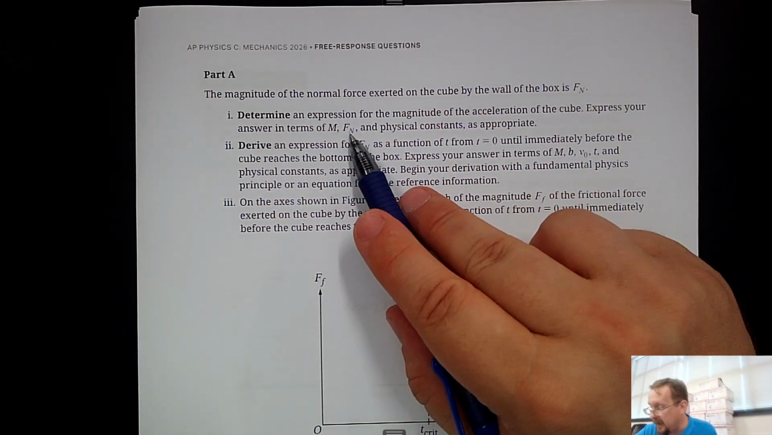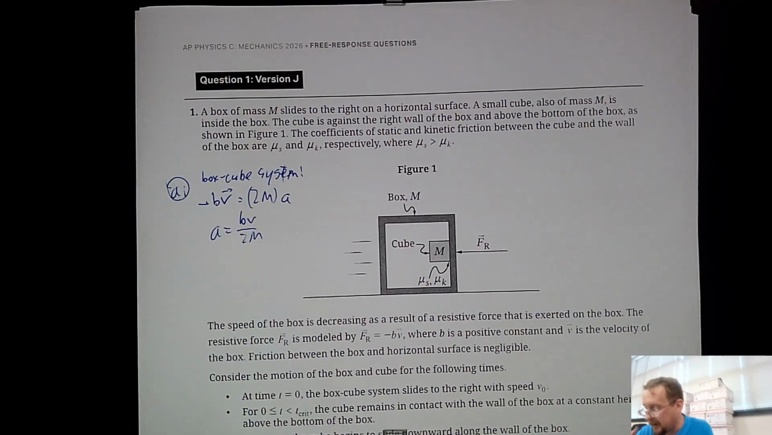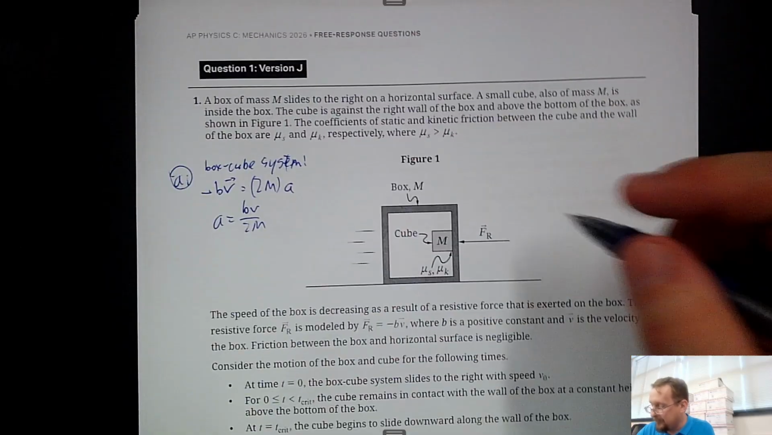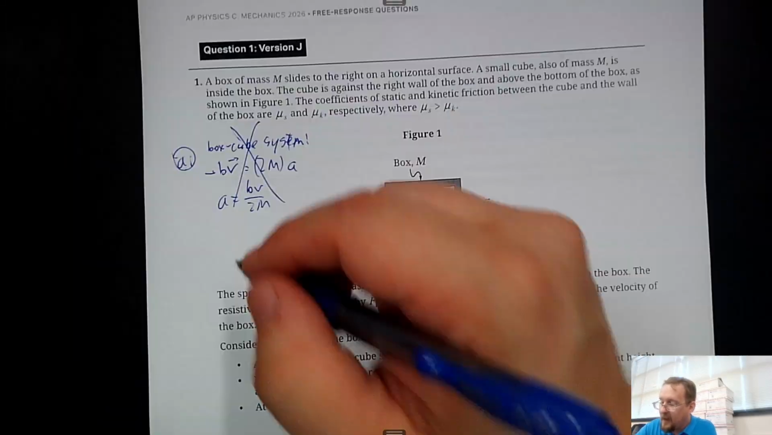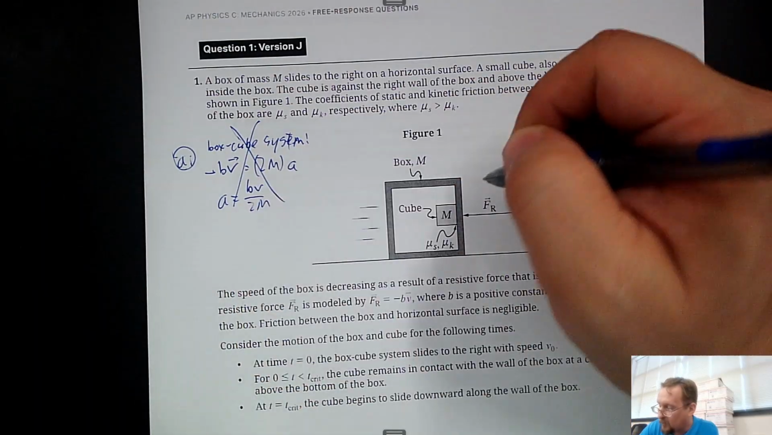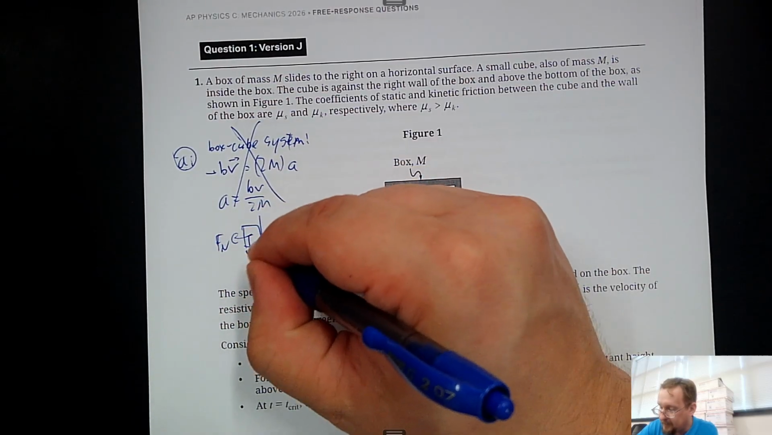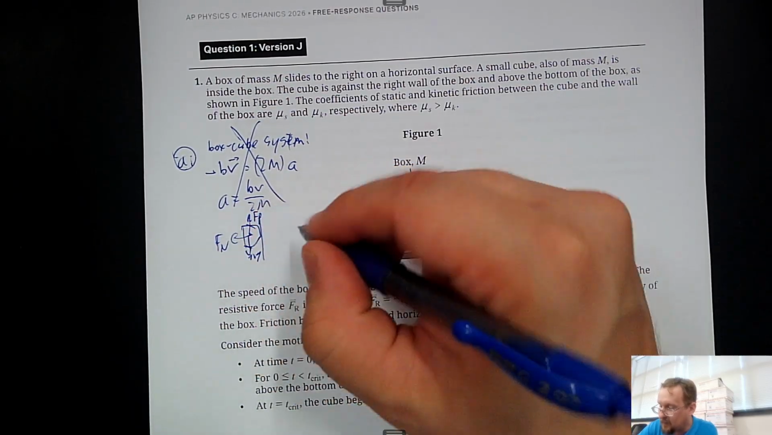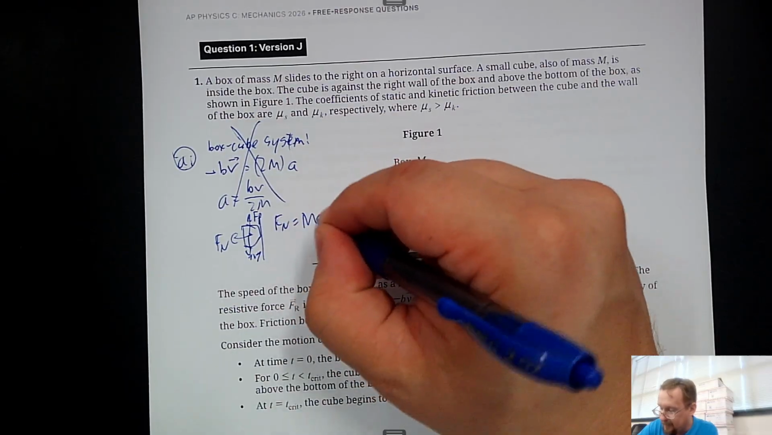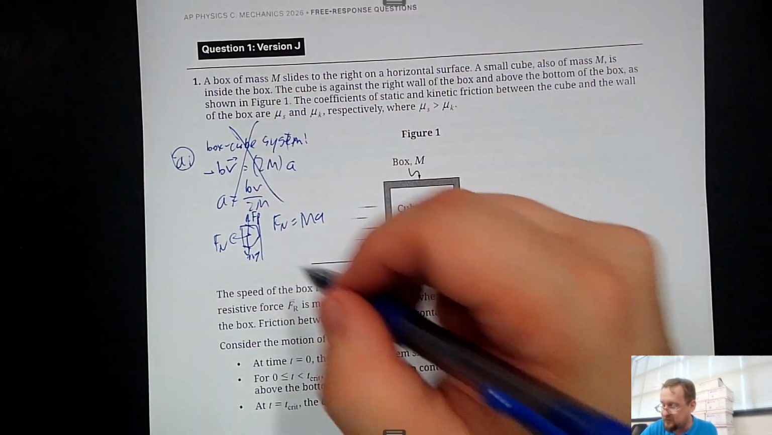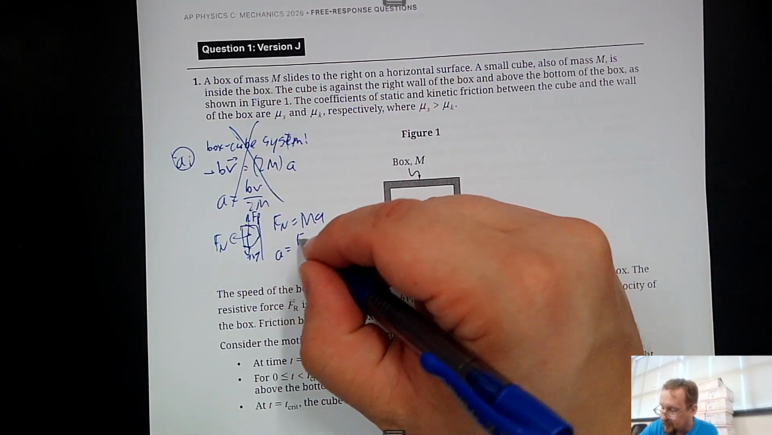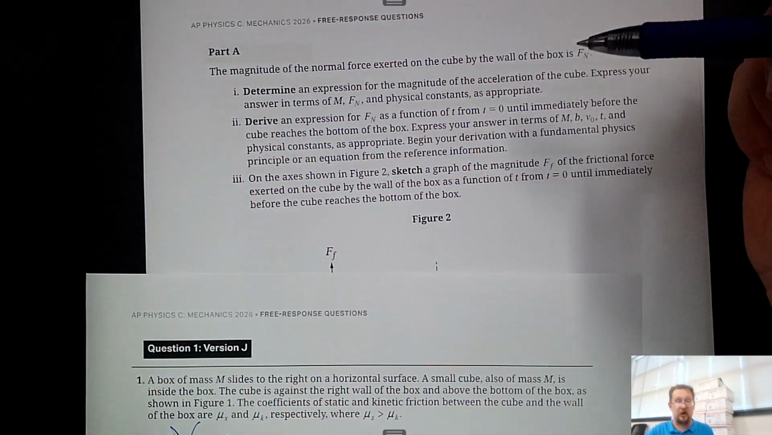I'm sorry, I should probably actually read it. So for the cube, the only force is the normal force. The cube has normal force, mg, and friction, which cancel out. So yeah, it's just force normal equals ma. That's just the cube. I was looking at the box-cube system. So the acceleration is force normal over M. So that's why it is a determine.